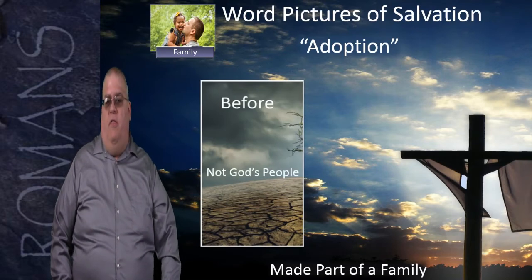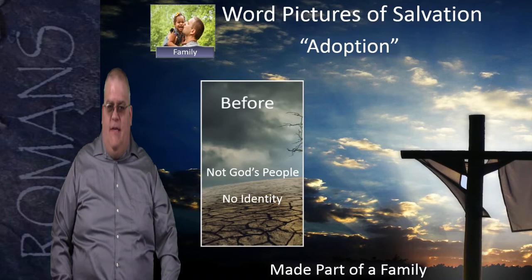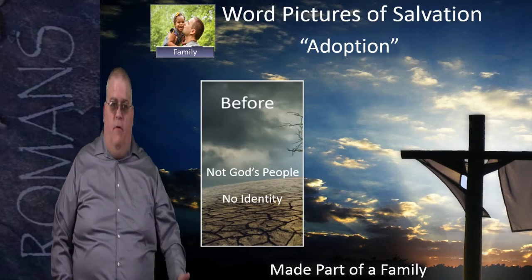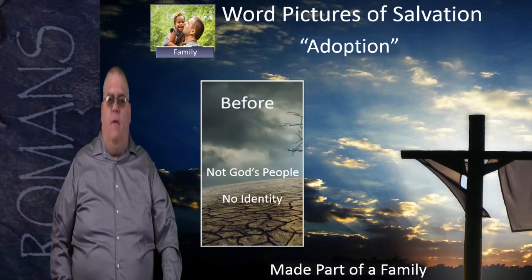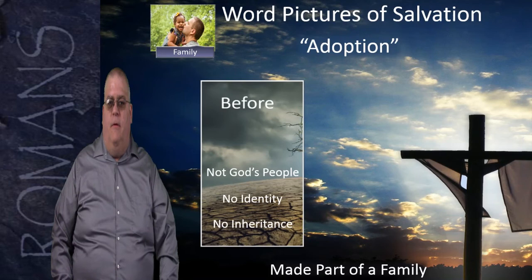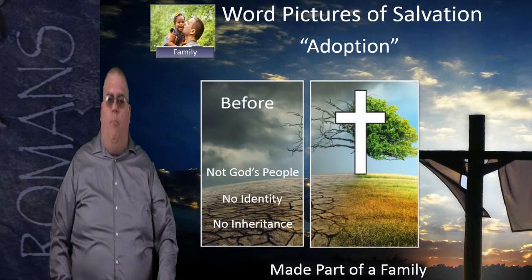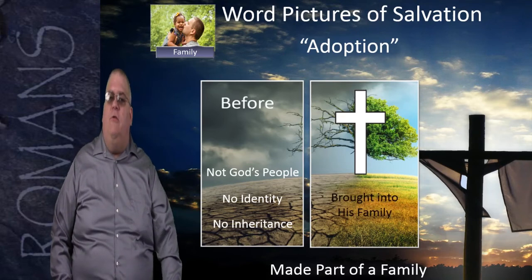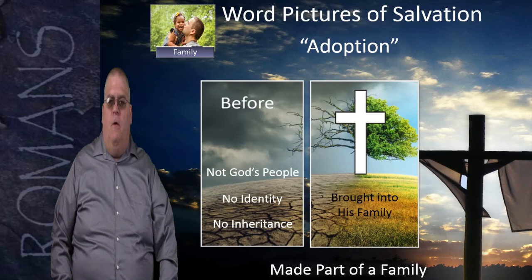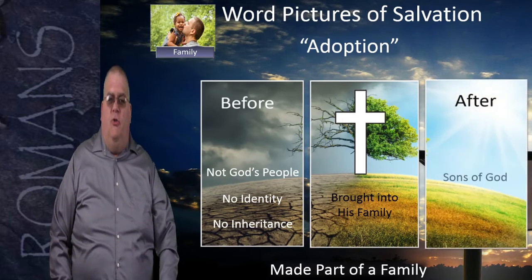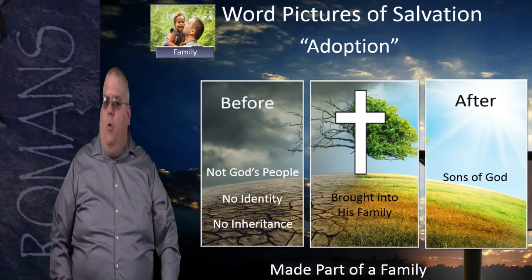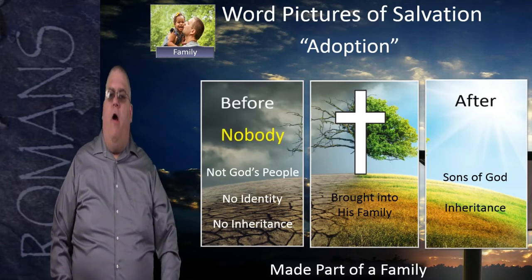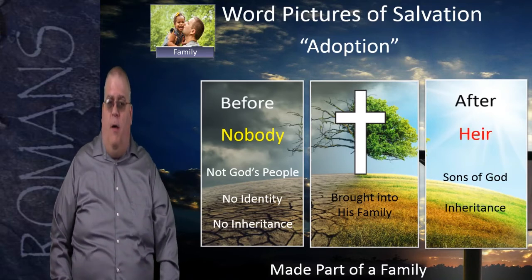Before, we were not part of the people of God. We did not have a solid identity or place in this world. Any identity that we did have in our family or political ties or whatever was fleeting and would never satisfy. We had no genuine hope and no inheritance. But God, in his grace through Christ, brought us not only back to relationship with him through reconciliation, he went a step further and brought us into full participation in his family. We now have the privilege and inheritance of being sons of God forever in relationship with him, with all the privileges of the inheritance of Christ. We were a nobody. Now we are an heir of God. That is the word picture of adoption.